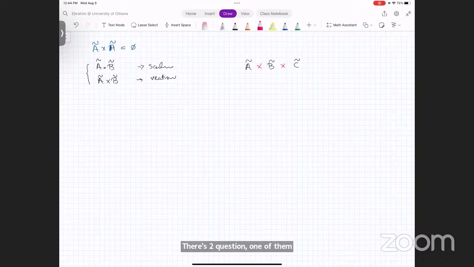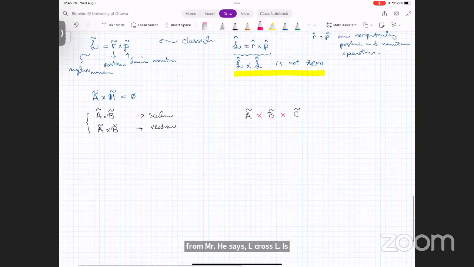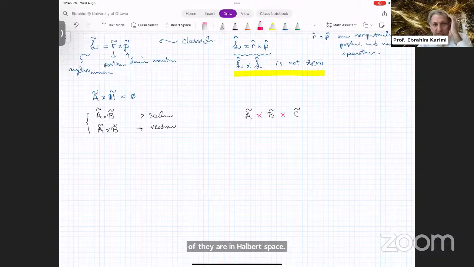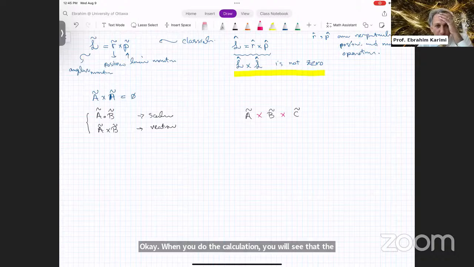The first question, from Mr. Nechirwan, says: L cross L is not equal to zero because they are in Hilbert space, or what? Because it's an operator, and it should act on a function. When you do the calculation, you will see that the operators do not commute with each other. That's the result. We will see that later on.